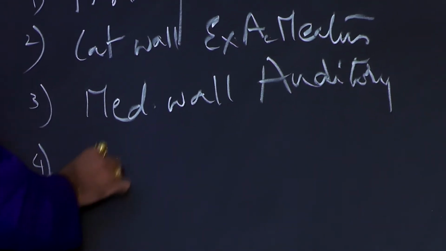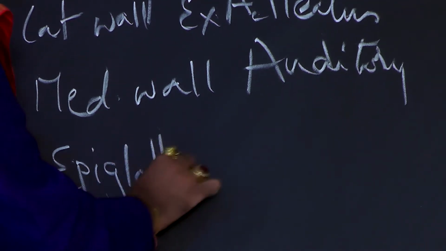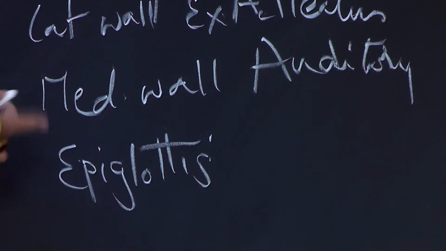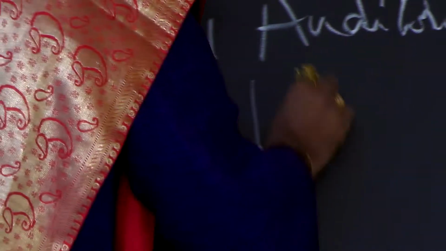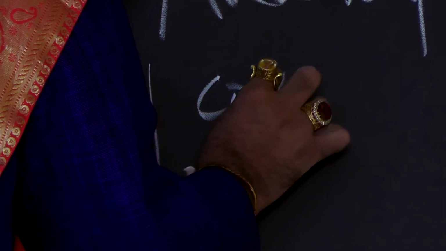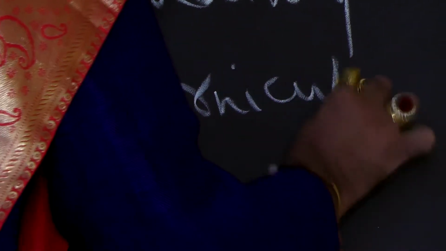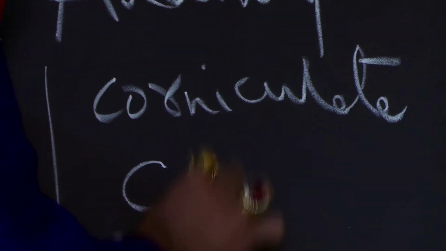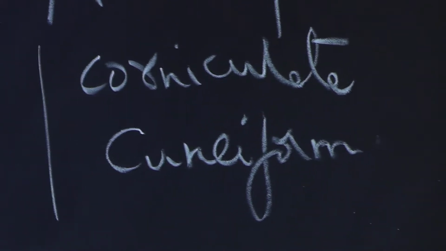Also, the epiglottis, the unpaired, leaf-like cartilage of the larynx, and the paired corniculate and cuneiform cartilages of the larynx. These are all examples of elastic cartilages.